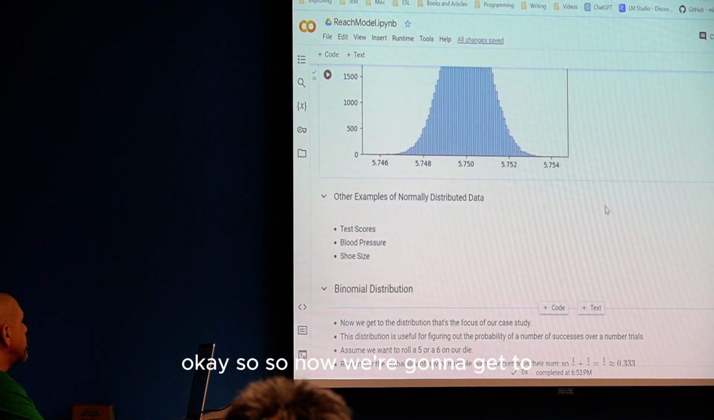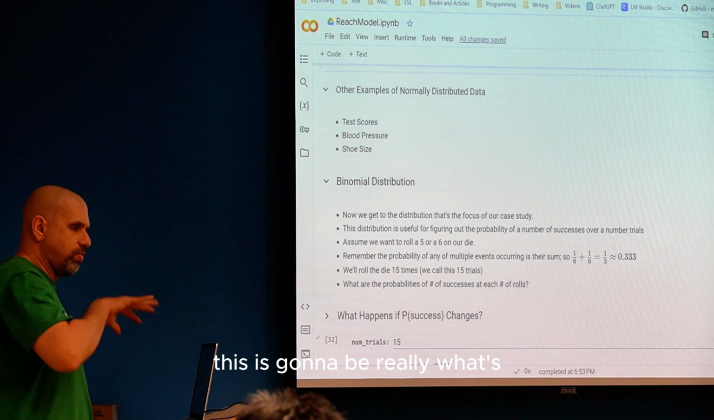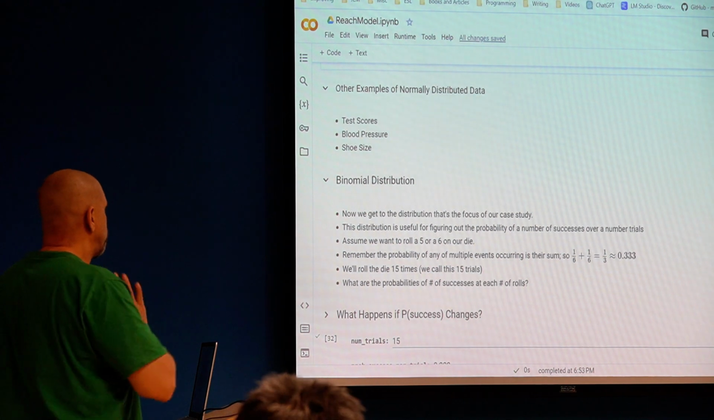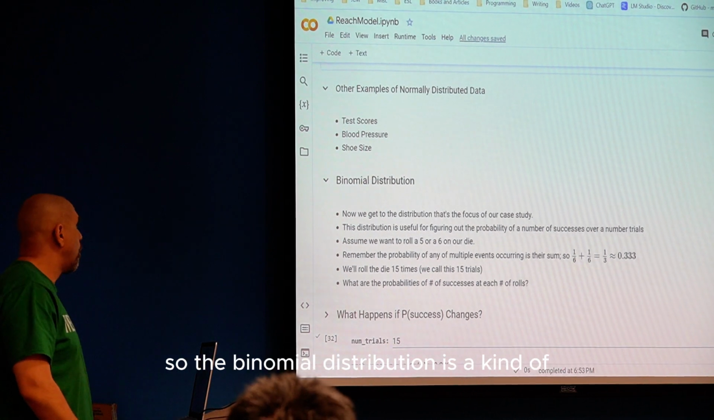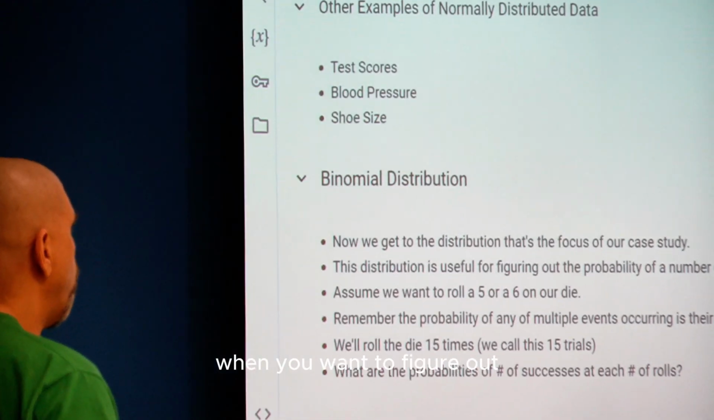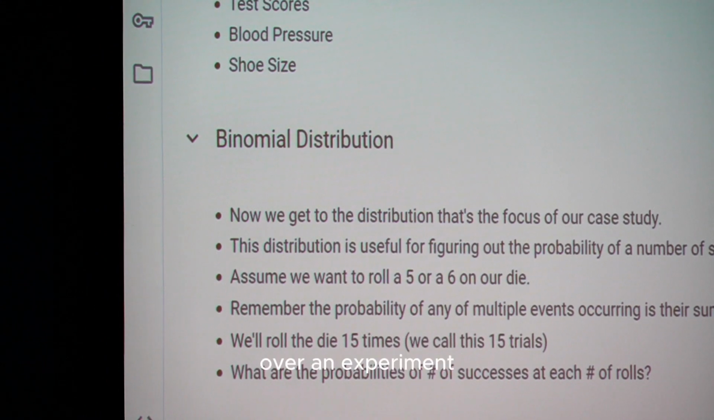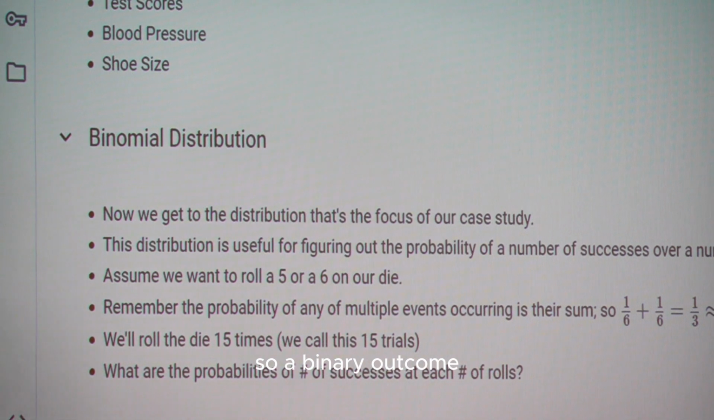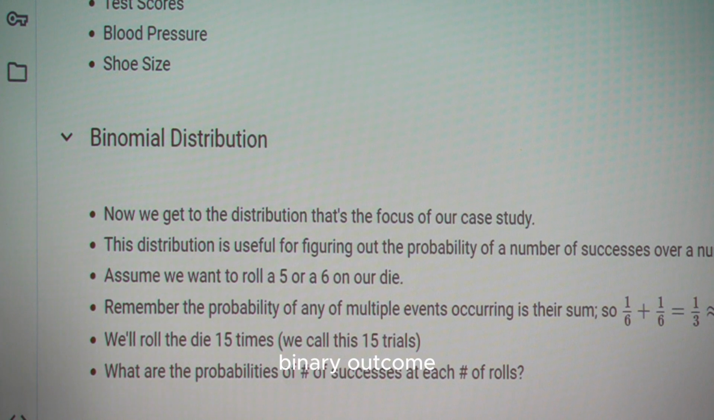Okay, so now we're going to get to the binomial distribution. This is really what we're going to use for the media model. So we've seen uniform, discrete and continuous, and we've seen normal. Now let's look at the binomial distribution. You use it when you want to figure out the different probabilities of success over an experiment that's repeated a certain number of times, with a binary outcome: success or failure.